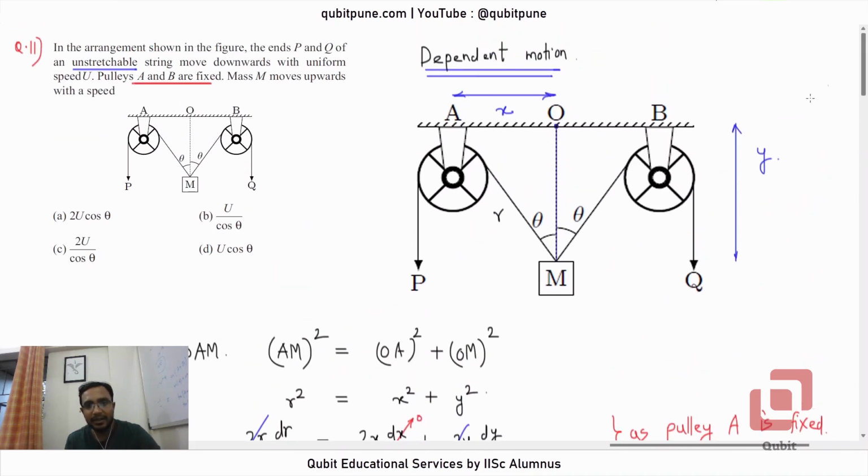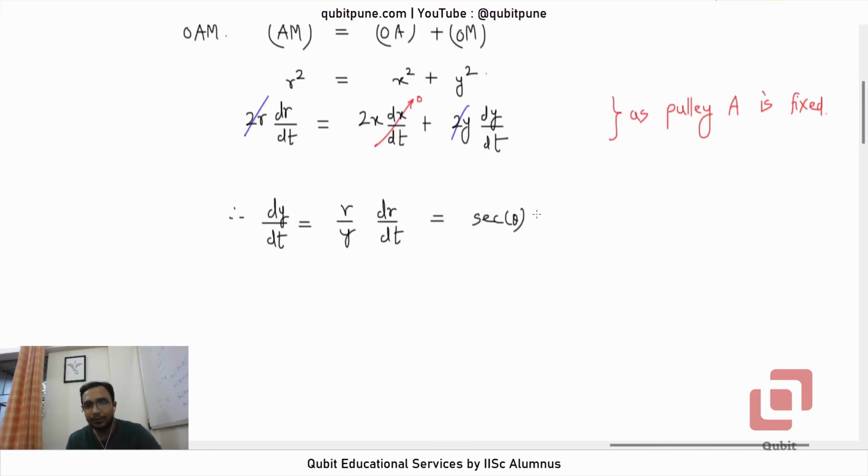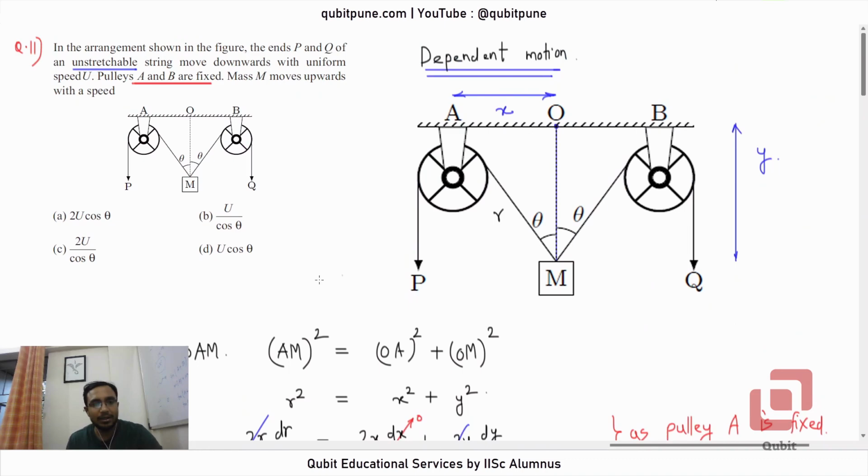And what is dr by dt? dr by dt tells us how fast the distance AM is decreasing. Because we can assume these pulleys to be smooth with no sliding, any point on the circumference will have the same linear speed, r omega, which is equal to u. So it will be u sec theta, or u by cos theta. So the correct option is B.